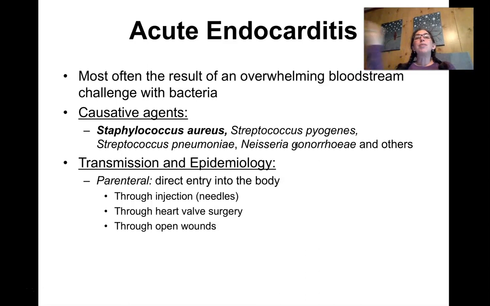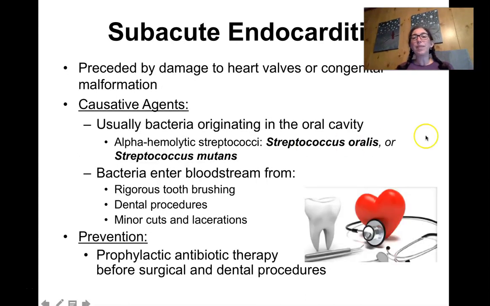So through needles, like needle use, whether it's drug use or injected medicine, through heart valve surgery, so the heart is open during surgery, and staph from somebody's skin could end up contaminating the surgical wounds. So those are the ways that you can get staph and cause acute endocarditis.